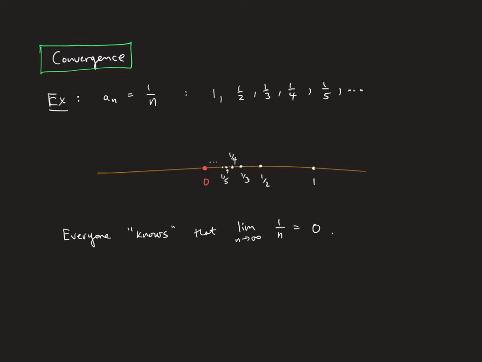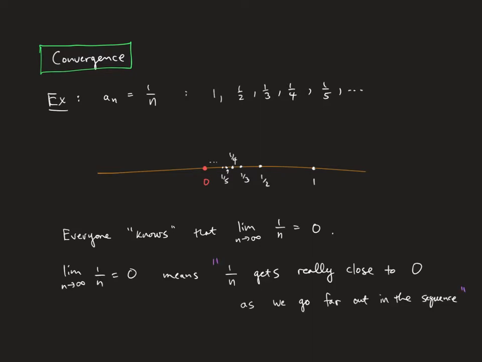But we need to know what we really mean by this, in a really precise sense. So probably your sense of what this means is something like this. Our conception of the limit of 1 over n being equal to 0 as n goes to infinity is that the terms of the sequence get really close to 0 as we go far out in the sequence. So the 0 here says that the terms in the sequence are getting close to this number, and n going to infinity means we're going far out in the sequence, right? So the further we go out in the sequence, the closer we get to 0. That's basically what we mean by this.